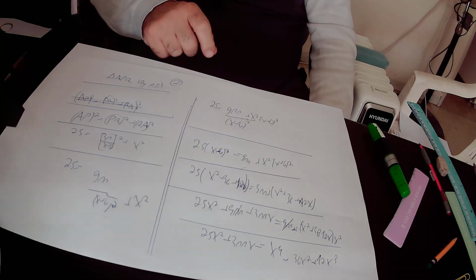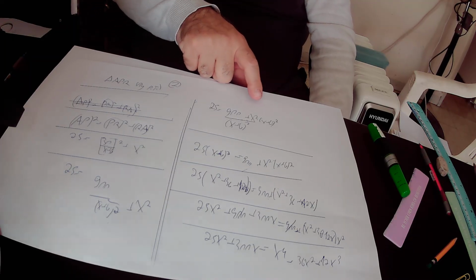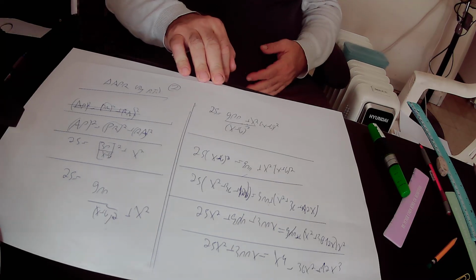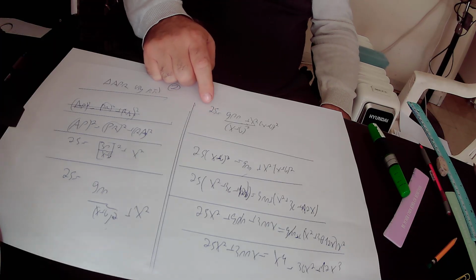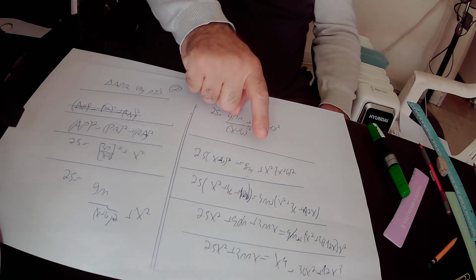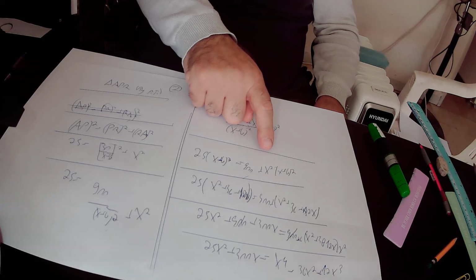So in total, we found out that 25 equals 900 plus x squared times (x plus 6) squared, over (x plus 6) squared. Here we multiply this equation by (x plus 6) squared, and finally found out 25 times (x plus 6) squared equals 900 plus x squared times (x plus 6) squared.